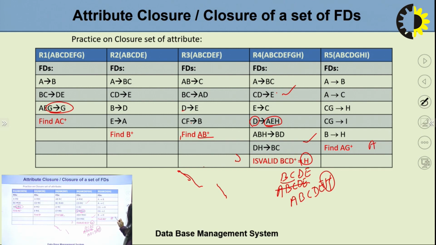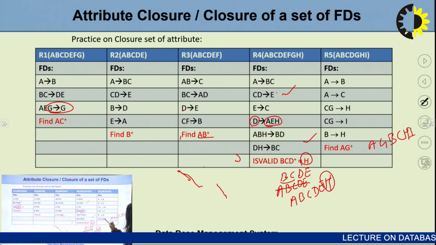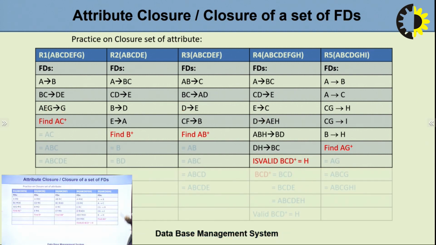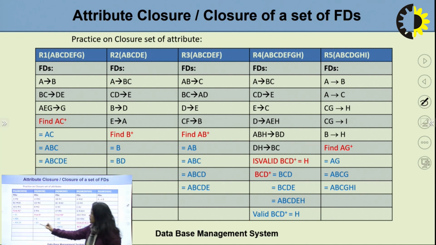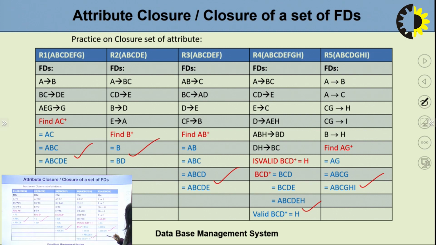Now find AG plus. So what we have in our hand is AG. If we have A, then we can determine B. If we have this, we can determine C. If we have CD, we can determine H. If we have CG, we can determine I. If we have B, we can determine H, which is already in our hand. So we can determine each and everything here, right? So what is the solution here? Yes, we have found this, we have found this, we have found this. Yes, it is valid. Okay, so what is remaining here?